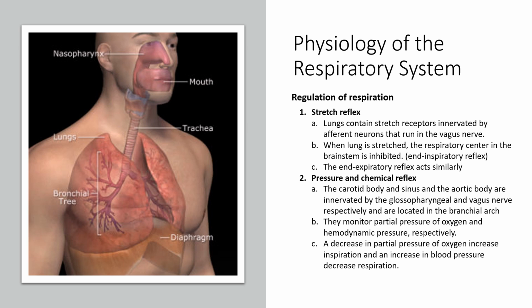Next are the pressure and chemical reflexes. The carotid body and sinus and the aortic body are innervated by the glossopharyngeal and vagus nerve respectively and are located in the aortic arch. They monitor partial pressure of oxygen and hemodynamic pressure respectively. A decrease in partial pressure of oxygen increases inspiration, while an increase in blood pressure decreases respiration.